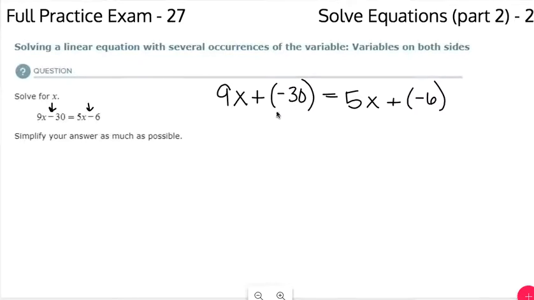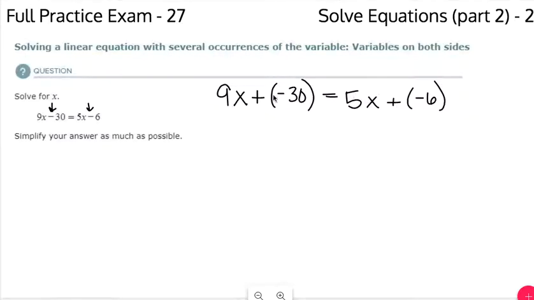Nothing else I can do on each side. I have variables and constants. Variable and constant. So now I want to get all my variables on one side, my constants on the other. You decide how that's going to happen. Do you want your x's on the left or your x's on the right? It's up to you. There's some strategy behind it. You get to do it however you want to do it, as long as you follow the solving equation rules.